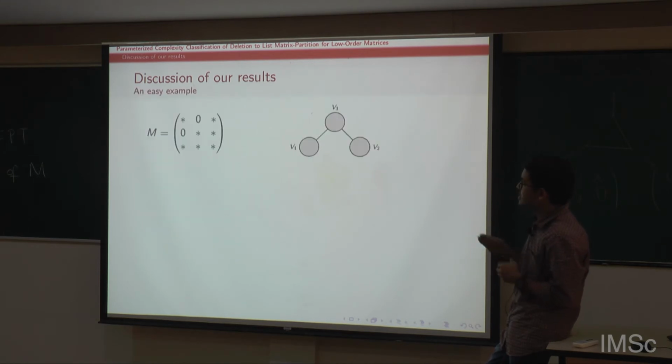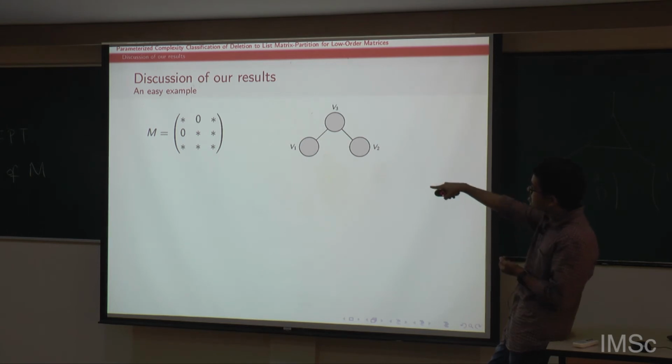Okay, so let's see two very easy examples of our results. Let's look at this matrix. It's a 3 cross 3 matrix. If we want to partition the graph into 3 parts, the diagonal entries are all stars, so we don't care about the adjacency inside each part.